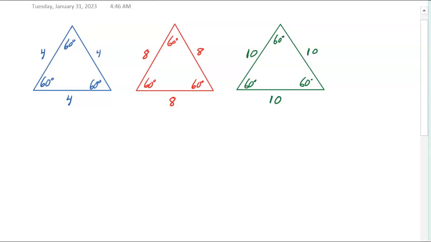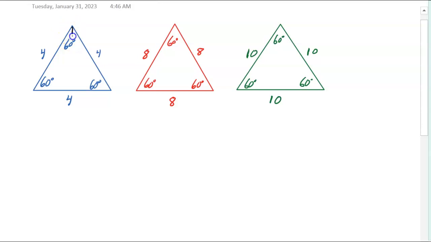Hello geometry students. Today's learning target is to talk about special 30, 60, 90 triangles. Before we do that, let's take a look at the three equilateral triangles on the screen. We have a blue equilateral triangle with side length 4, a red equilateral triangle with side lengths 8, and a green equilateral triangle with a side length of 10.